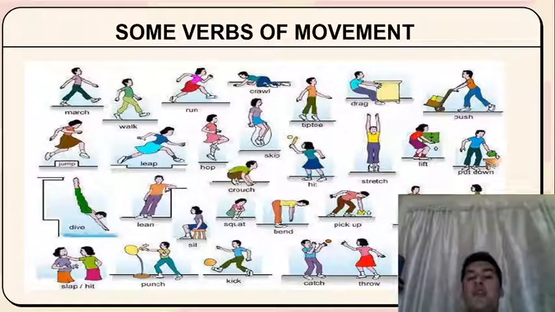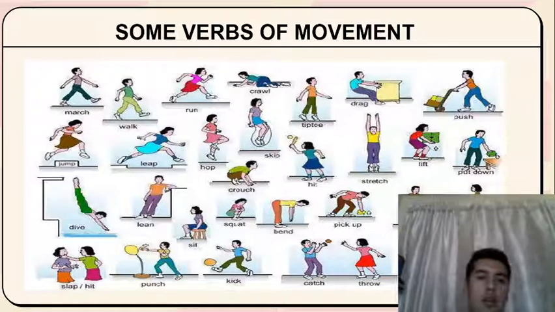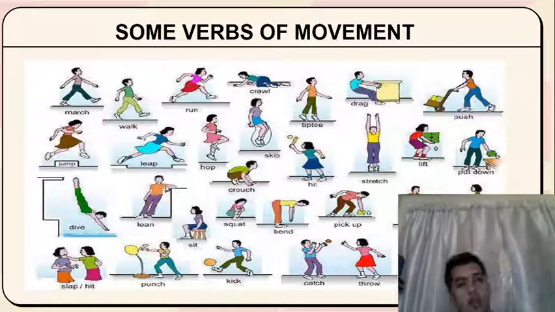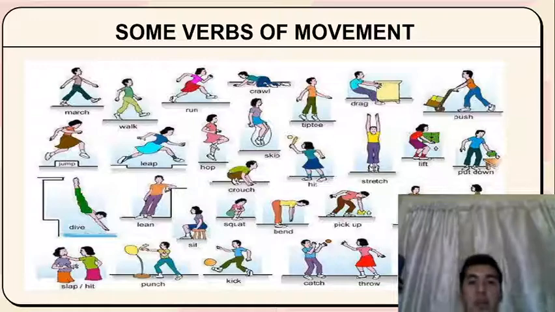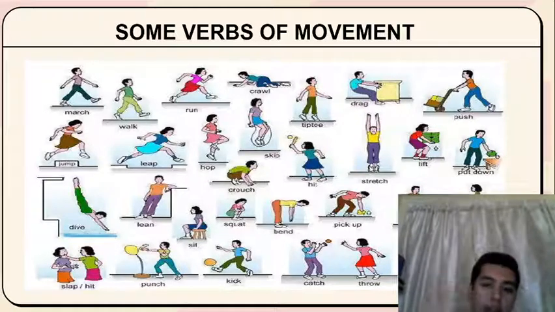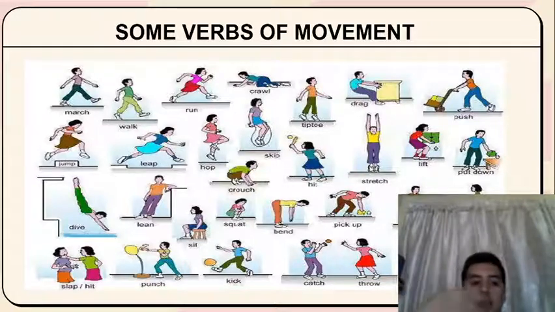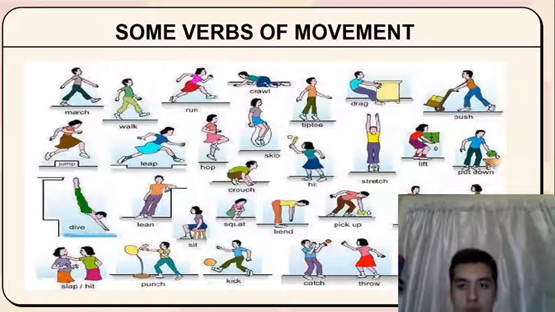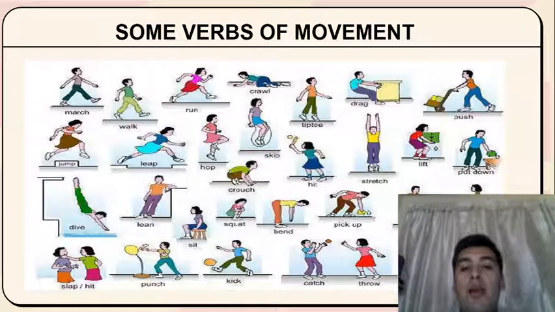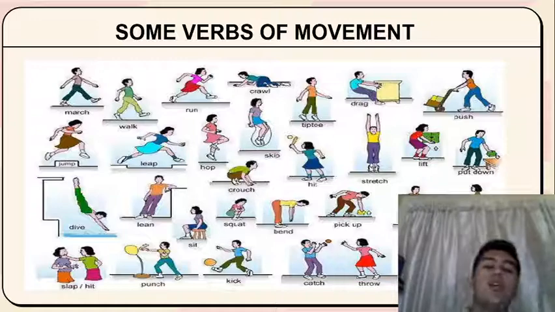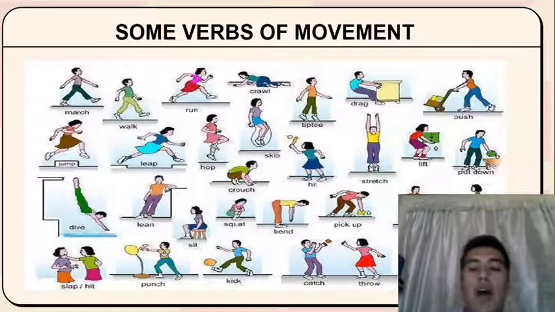Some verbs of movement. Before that, remember that we can use them to talk with here and there. Verbs of movement such as catch, throw, run, walk, march, jump, dive, slap, hit, pull, push, drag, and so on. These are verbs of movement that you can use with the adverbs here and there.